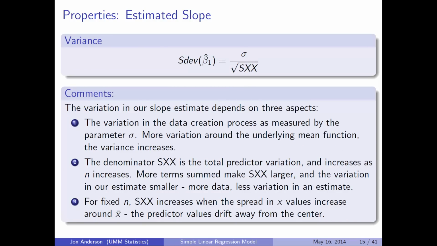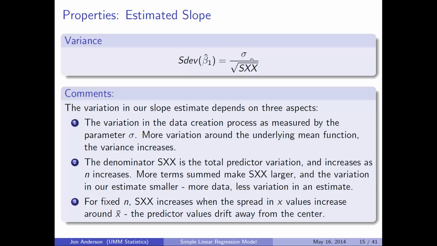The formula for the standard deviation, the square root of the variance for this estimate, is given by sigma over the square root of SXX. The thing you've got to realize is that when you create a new random sample of n points from the data creation system, the simple linear regression model, beta 1 hat will be different in one sample than it is from the next random sample. They'll probably be similar, but they will vary, and this expression tells you how much they will vary from sample to sample. And it's really controlled by just a few things.